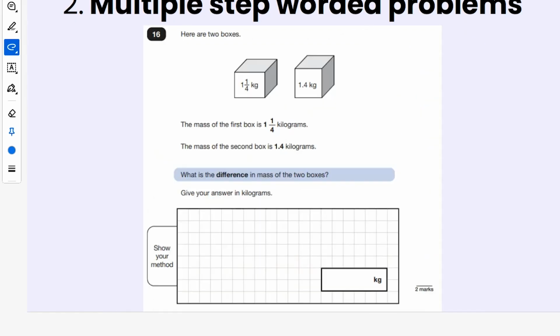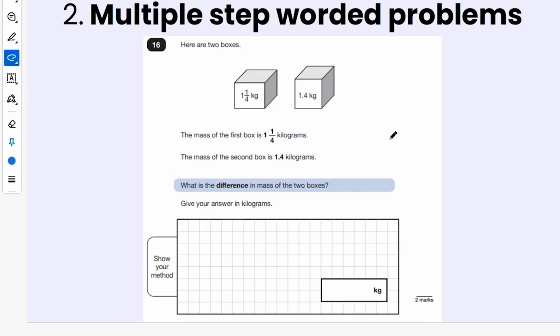There's more steps involved. Here's another one, another SATs question, multiple step. Here are 2 boxes. The mass of the first box is 1¼ kilograms. The mass of the second box is 1.4 kilograms. What is the difference in mass of the 2 boxes? Give your answer in kilograms. Well, we're going to have to do some conversion here, aren't we? Because 1.4 kilograms is the same as 1,400 grams.